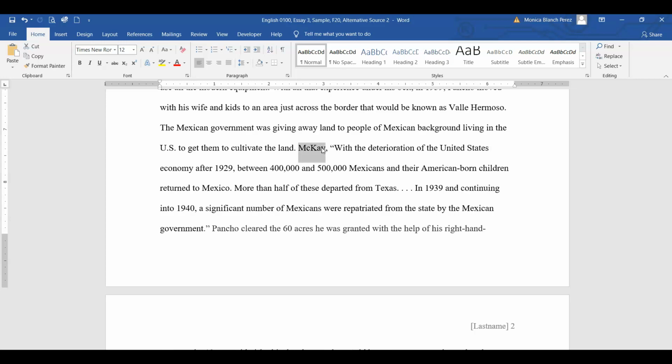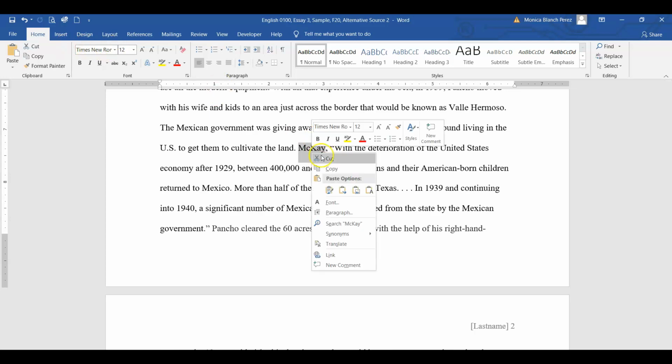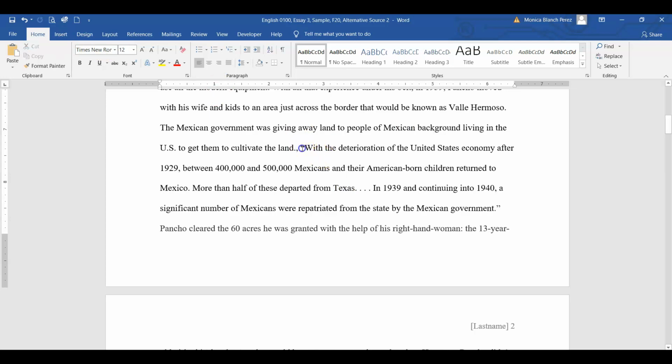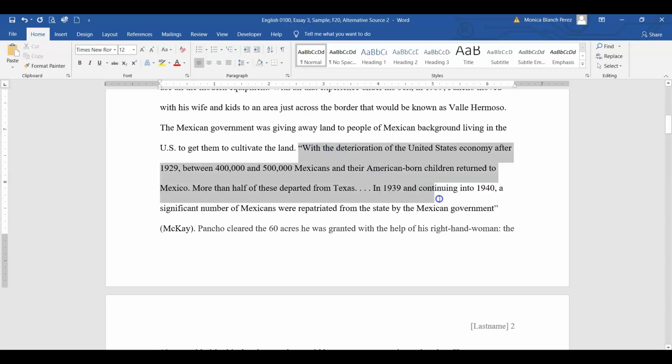So I can just take McKay, I'm going to cut it. Okay, there it is, I'm cutting his name. And I'm just starting with the quote. And then at the end of the quote over here, I'll open a parentheses. I have to get rid of this period, right? I'm going to put his name, McKay. No page number because there isn't any, and then the period comes at the end. So look at that, right? See, there it is. Very similar to the sample I actually posted, right?